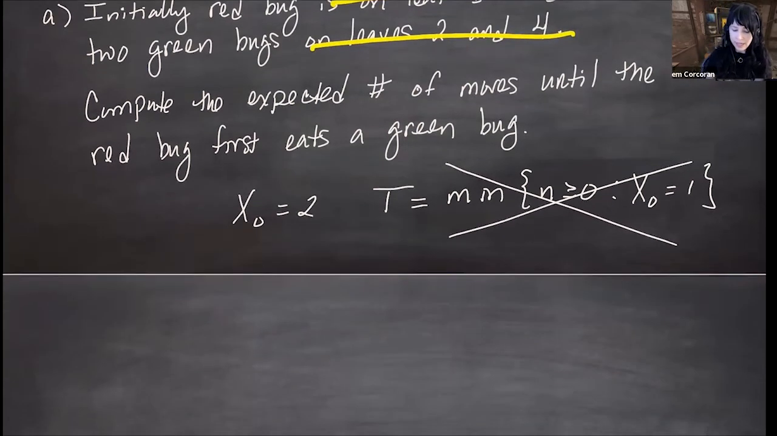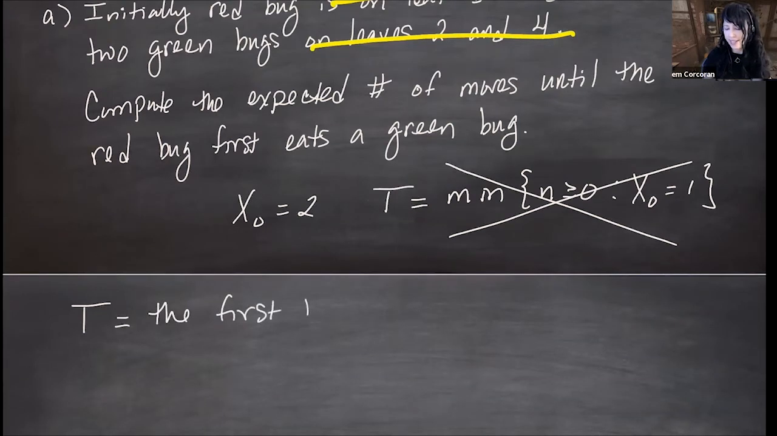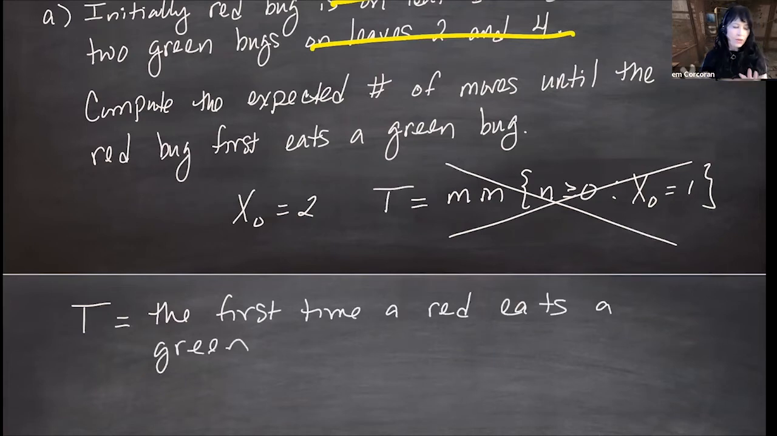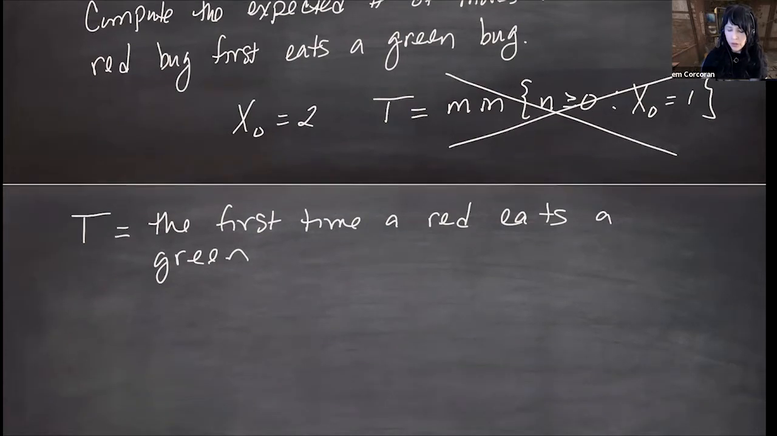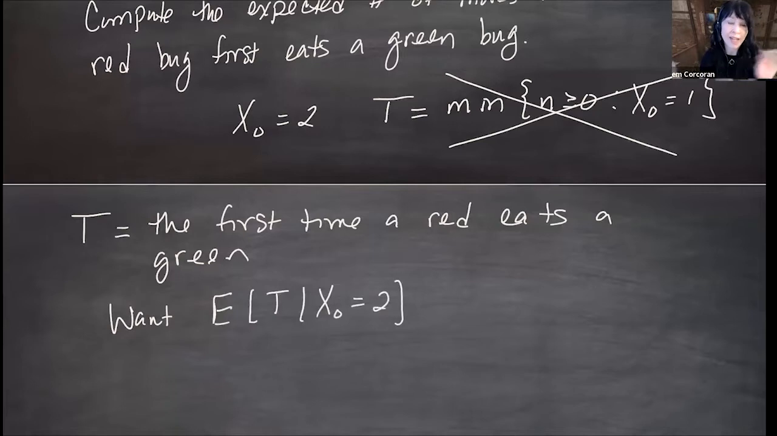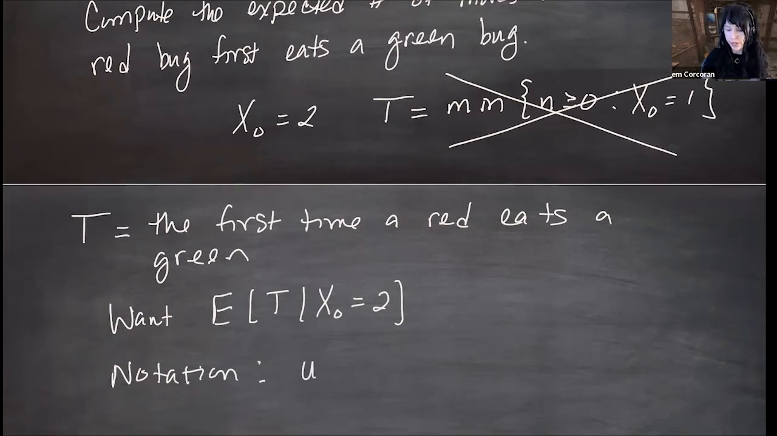That's hard to write with notation. I would let T be the first time a red eats a green. And then you can still apply the same sort of first step analysis principles. So we would want, in this case, the expected value of T given x0 is 2. It's just that T is defined differently than it's ever been defined before. And we also would probably want to introduce the same sort of notation like u_i as the expected value of T given x0 is i.